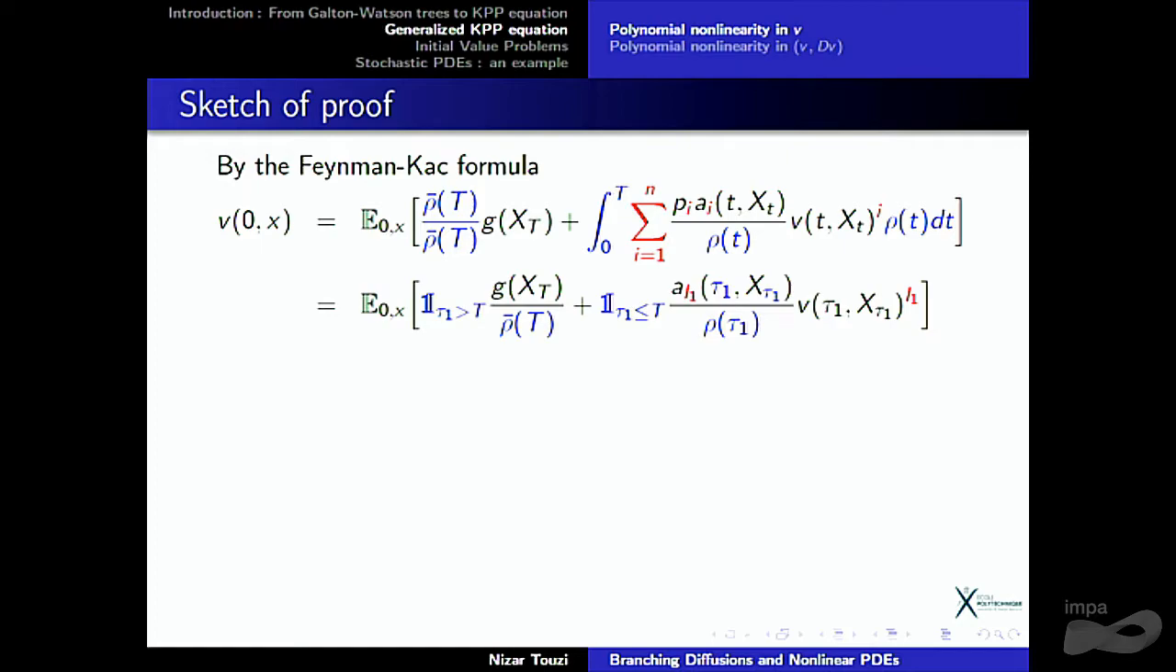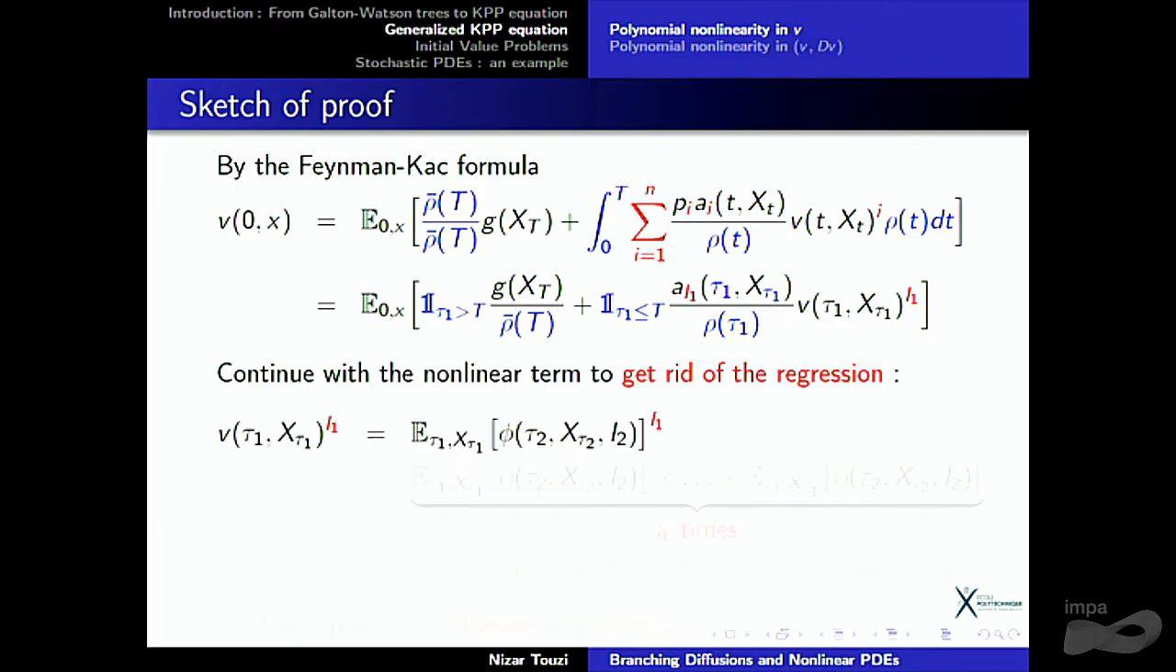So this indicator function also is obvious. And now the problem is that this is not very helpful, because if you want to compute v at time 0, then this is not an explicit expression for v, because there is this nonlinearity v to the I. And we want to get rid of this v to the I. And the idea is to use the Markov property, that whatever we have done here starting from 0, x, I can do it starting from this time tau 1, x tau 1, from this branching time.